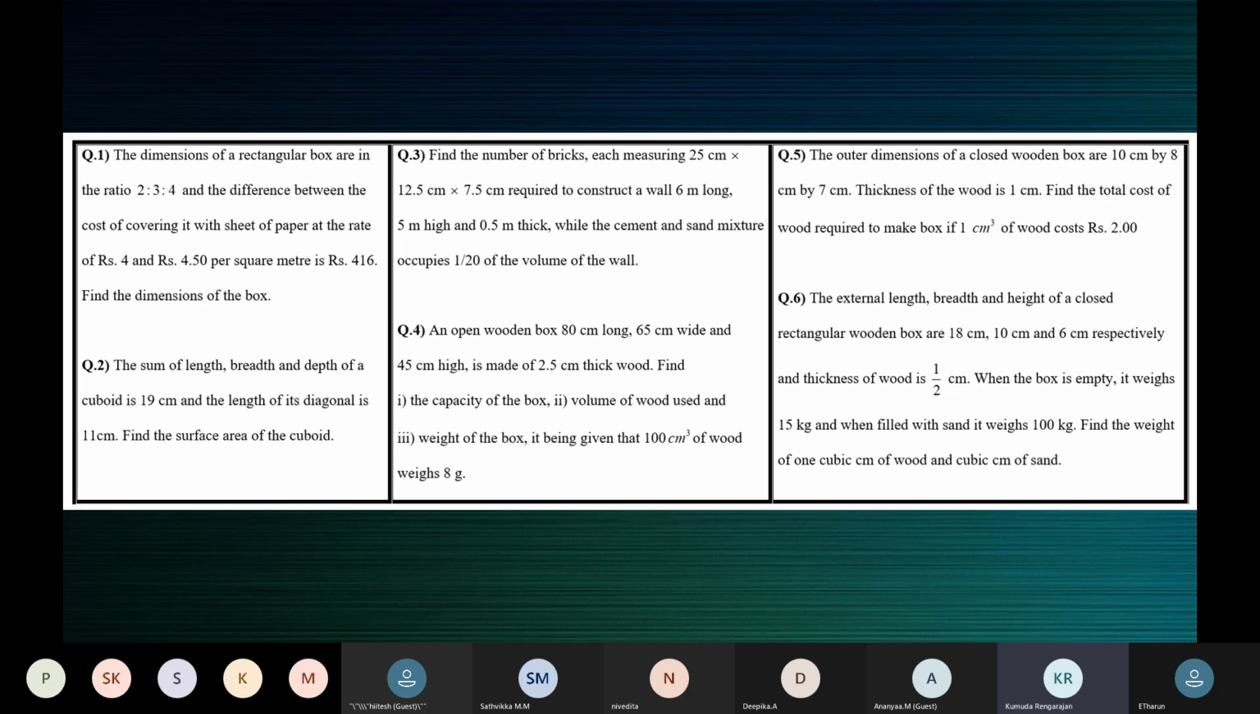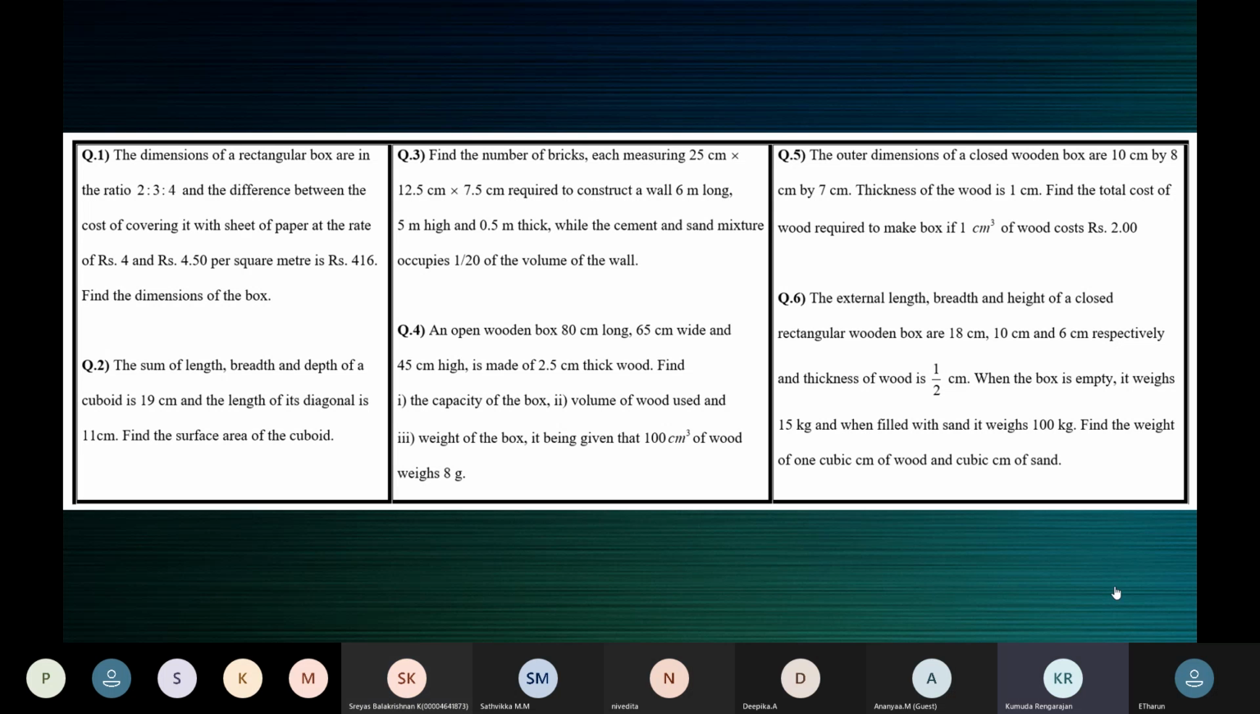So I'd ask you to work question numbers 1, 2, and 3, right? Yes, ma'am. Can I have the answer for the first one? Ma'am, length is equal to 8 meters, breadth is equal to 12 meters, and height is equal to 16 meters.